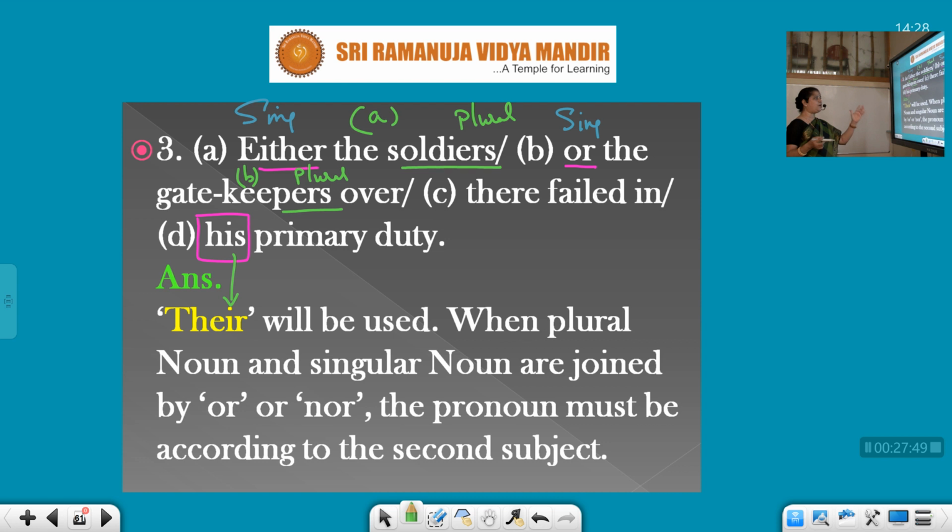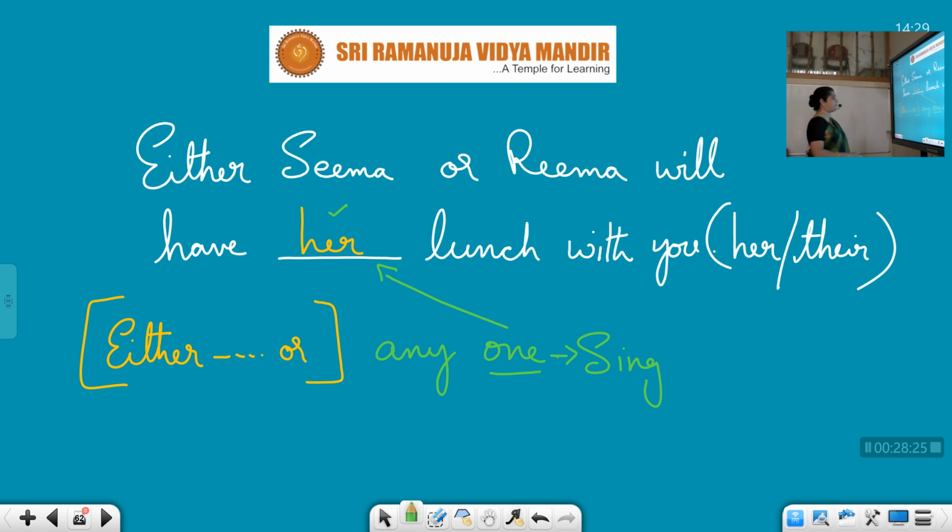So their will be used when a plural noun and a singular noun are joined by or, nor. The pronoun must agree with the second subject. What is the second subject? Gatekeepers. Because gatekeepers is plural, you are using their. Have you understood, students? So don't think either or mandatorily requires a singular pronoun or a singular verb. No. They will require the noun nearest to the verb, or the second part of the subject. Fine.